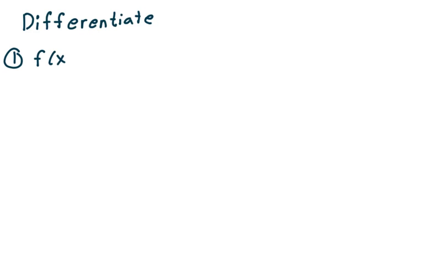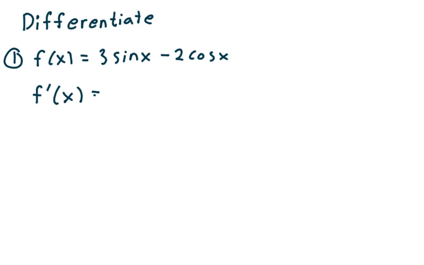Now, let's take a look at some examples. The directions basically say to differentiate. And let's take a look at number 1. Suppose f of x is equal to 3 sine x minus 2 cosine x. And I want to find f prime of x. And you need to label this f prime of x.